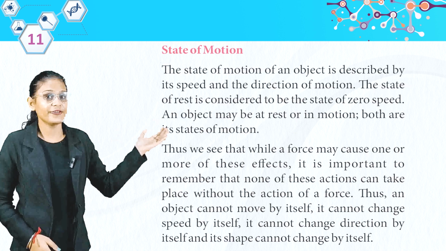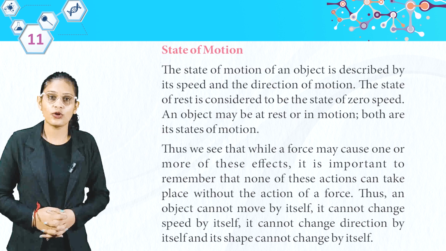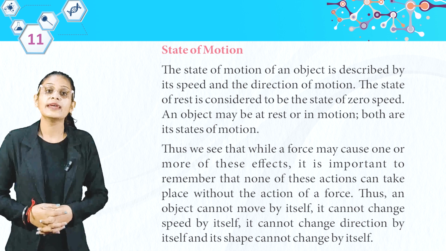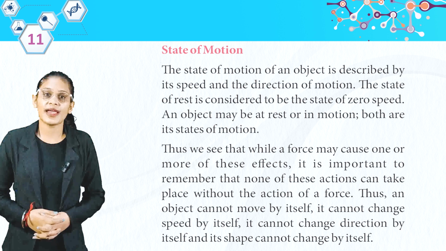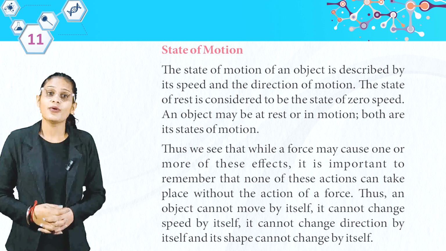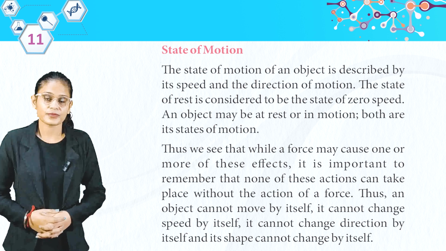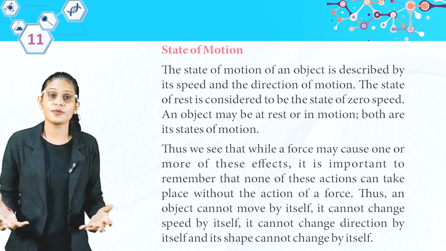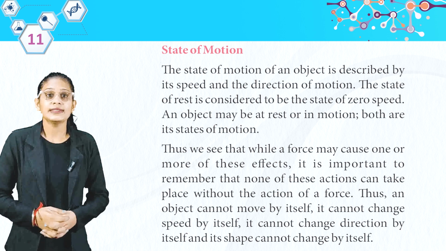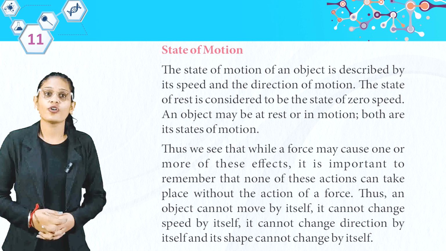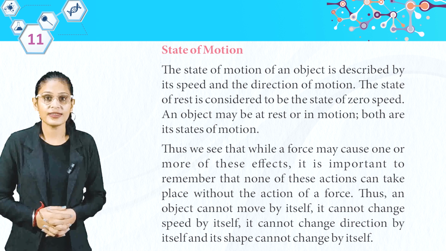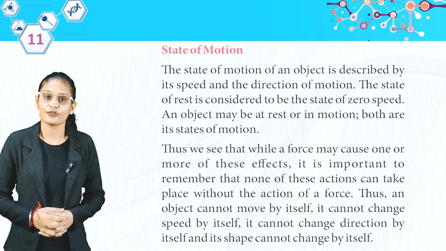Now, here, state of motion. The state of motion of an object is described by its speed and the direction of motion. The state of rest is considered to be the state of zero speed. An object may be at rest or in motion. Both are its states of motion. So students, any object can be at rest or in motion. That is its state of motion. Thus, we see that while a force may cause one or more of these effects, it is important to remember that none of these actions can take place without the action of a force.